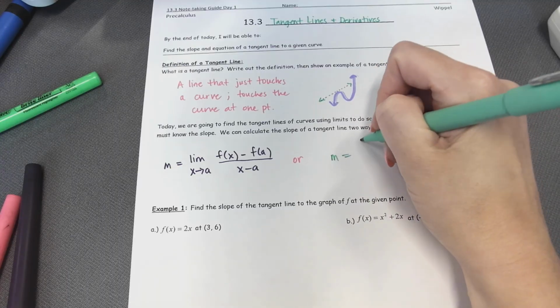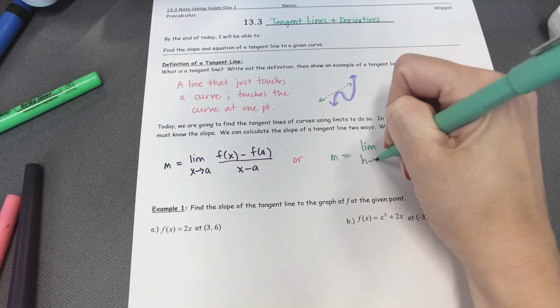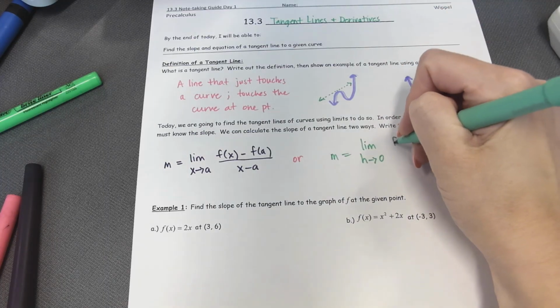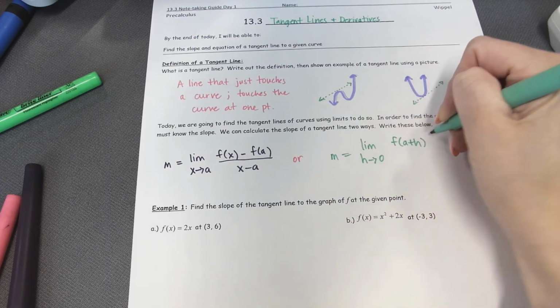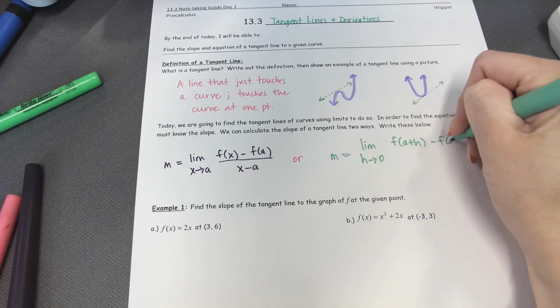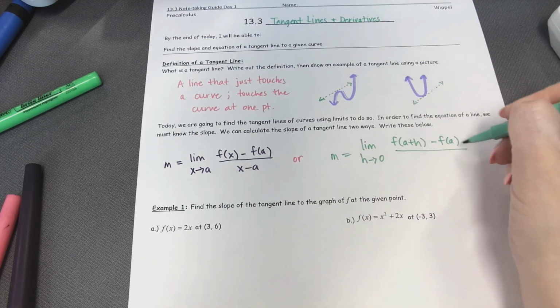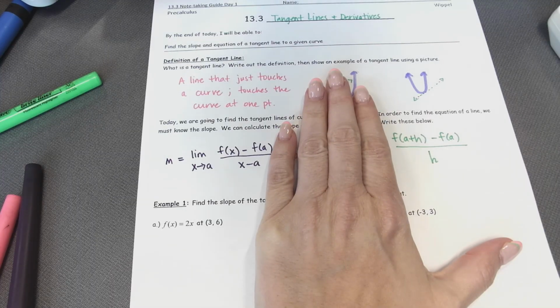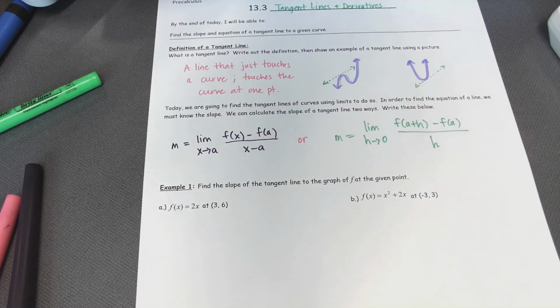And then the second equation that we're going to be using exclusively today is the limit as h goes to 0 of f of a plus h minus f of a divided by h. Okay, and that might look familiar because earlier this year, we had to calculate functions that were just f of a plus h minus f of a over h, and we had to simplify those. You guys remember that from way back when? I mean, it was in the fall. It was a long time ago.